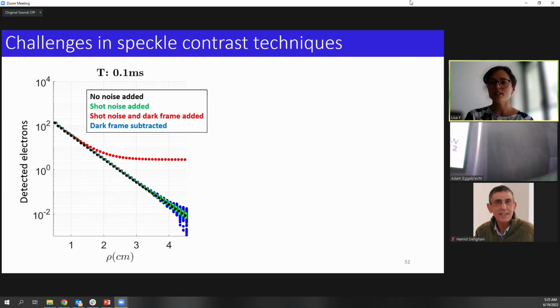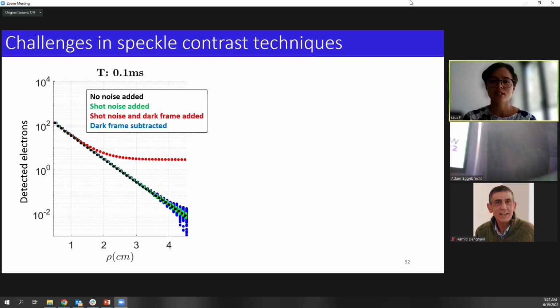So speckle contrast techniques are simple. They are just measuring a histogram of speckle intensity. You have access to lots and lots of detector channels. However, there are challenges involved in these techniques as well. So the big challenge in speckle contrast techniques is to get a good signal.